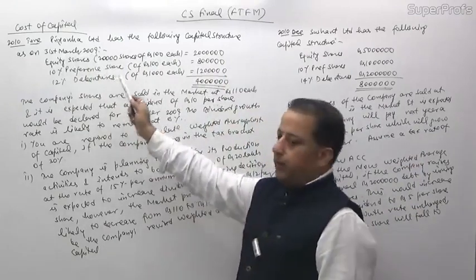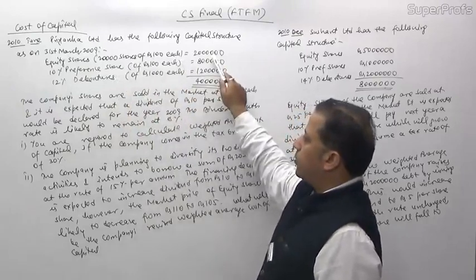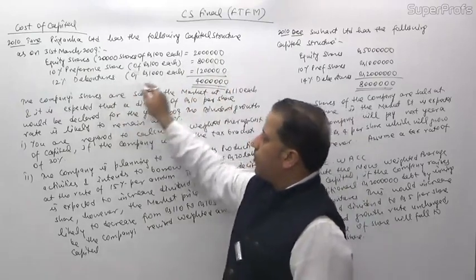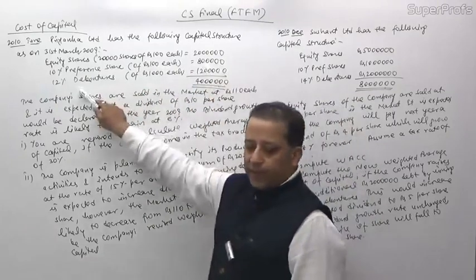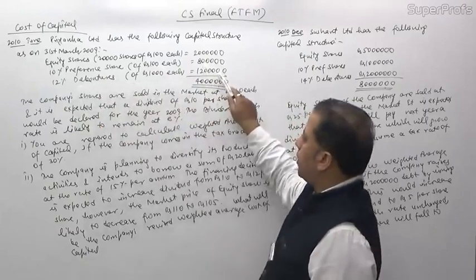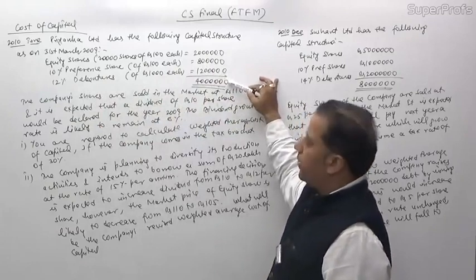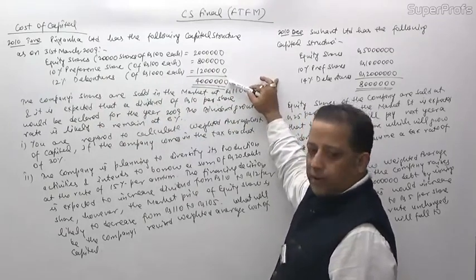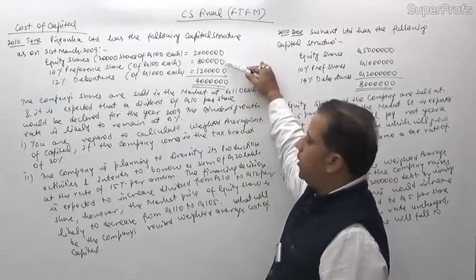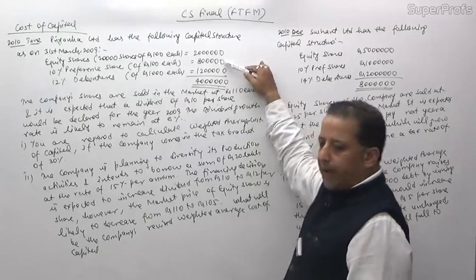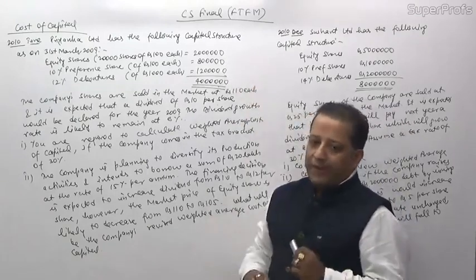Equity shares of the company: 20,000 equity shares of rupees 100 each, amounting to rupees 20 lakh; 10% preference shares of rupees 100 each, amounting to rupees 8 lakh; 12% debentures of rupees 1,000 each, amounting to rupees 12 lakh. The total capital structure of Priyanka Limited consists of 40 lakh rupees, including 20 lakh rupees equity share capital, 8 lakh rupees preference share capital, and 12 lakh rupees of debentures.